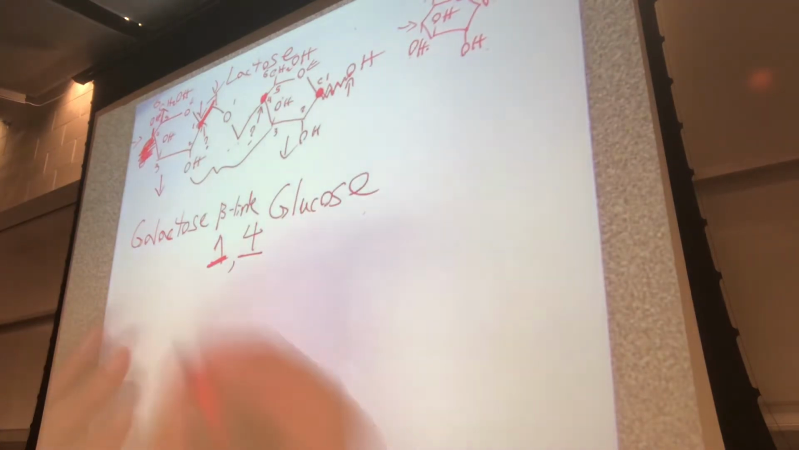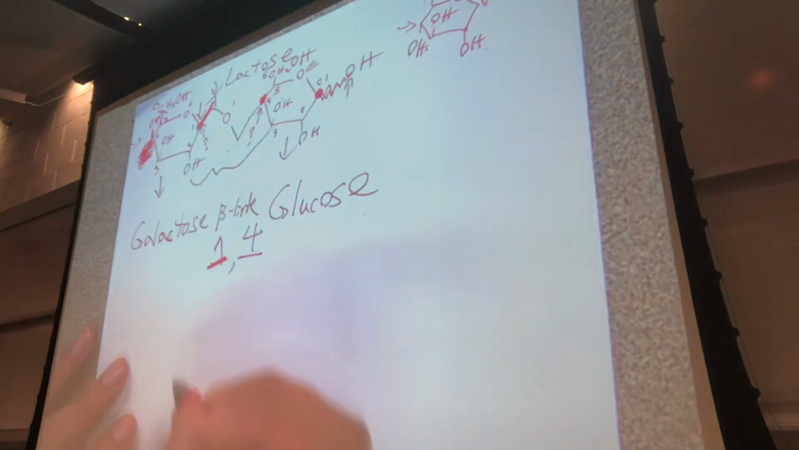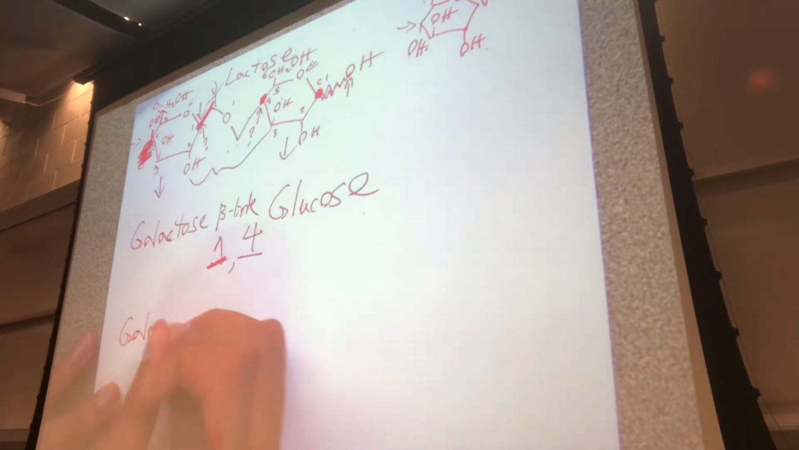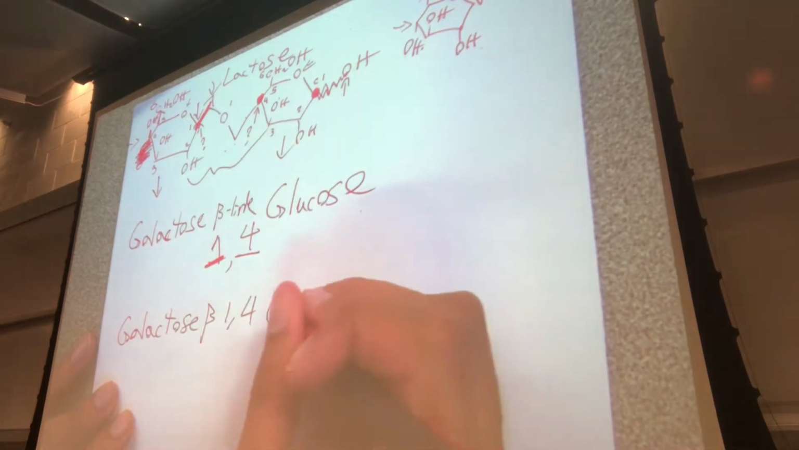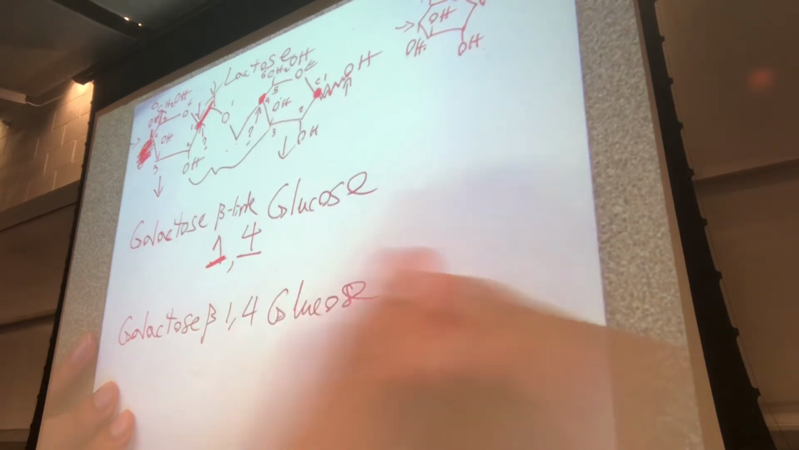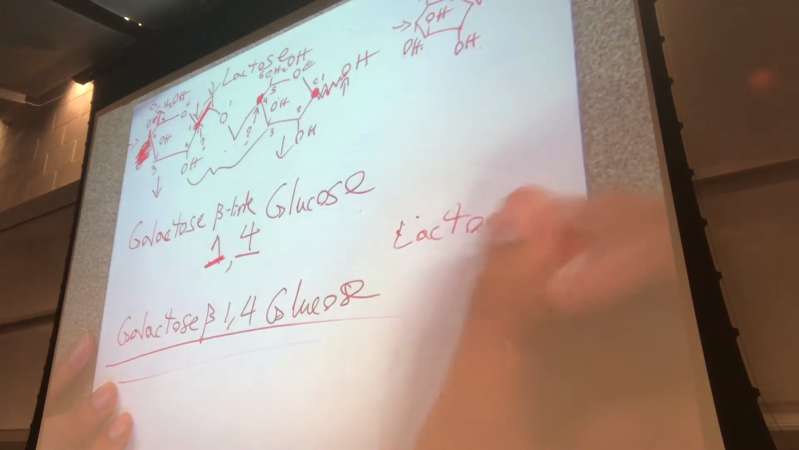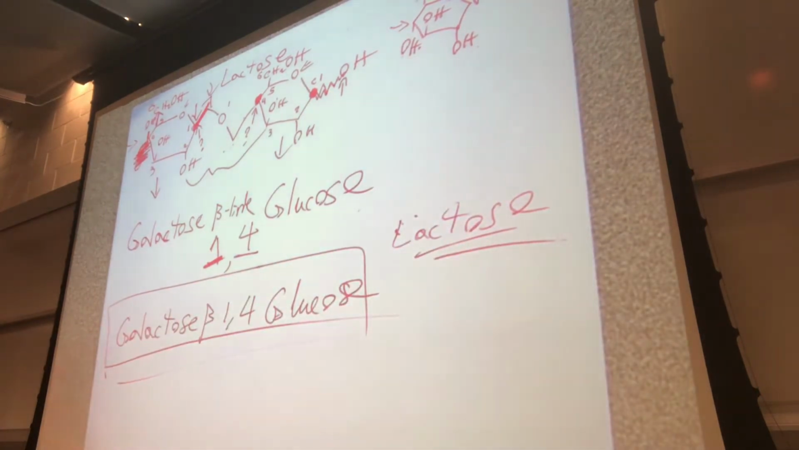Okay? So our full name and the answer to this question, if it's presented to you, they'll give you this structure. What is the name of the structure? It is galactose beta 1,4-glucose. Of course, the short name is lactose, but the answer choices will have that instead.